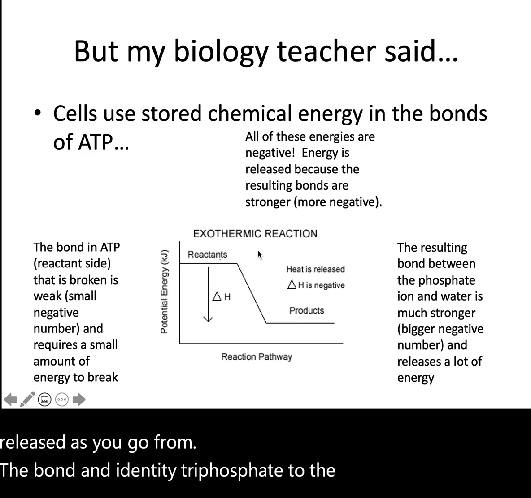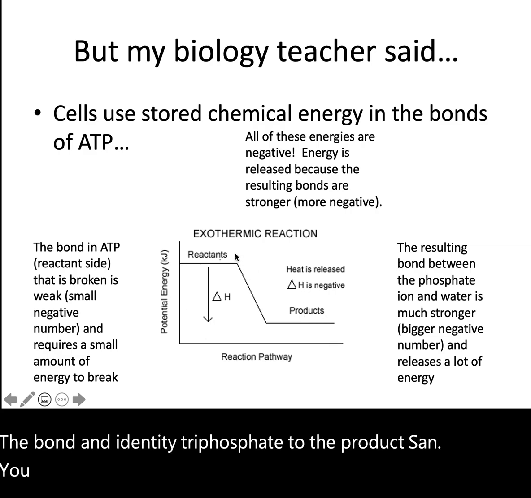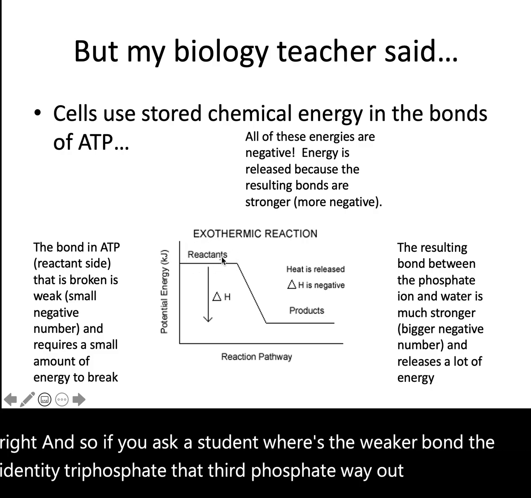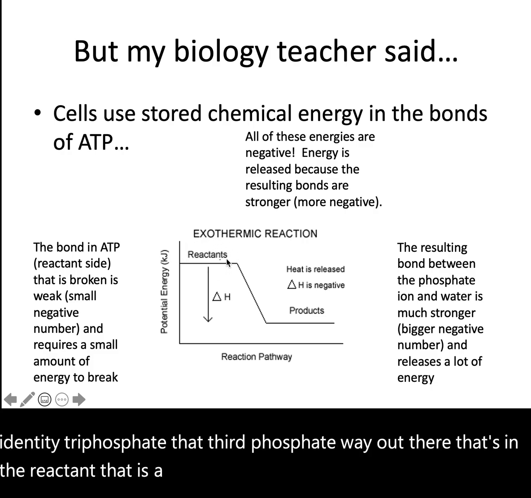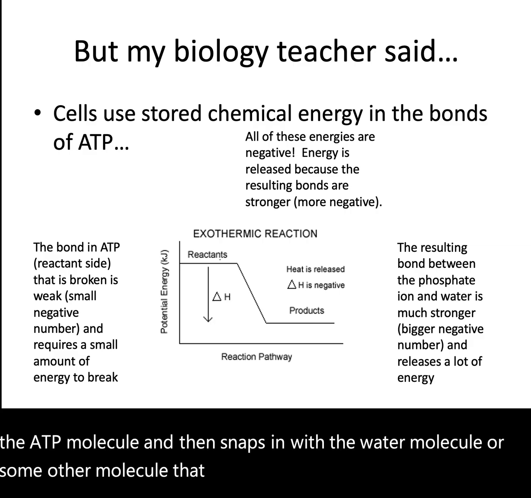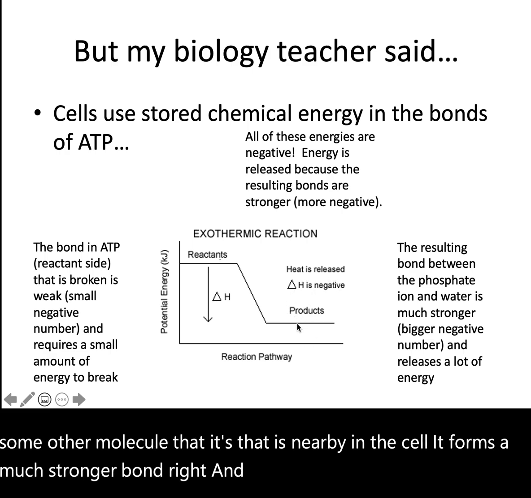And this isn't entirely wrong, except that these are all negative numbers, right? And so if you ask a student, where's the weaker bond? The adenosine triphosphate, that third phosphate way out there that's in the reactant, that is a super weak bond, right? And after it breaks off of the ATP molecule and then snaps in with a water molecule or some other molecule that is nearby in the cell, it forms a much stronger bond, right? And so the product down here is the stronger bond.